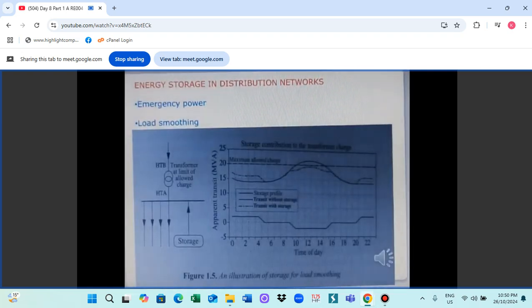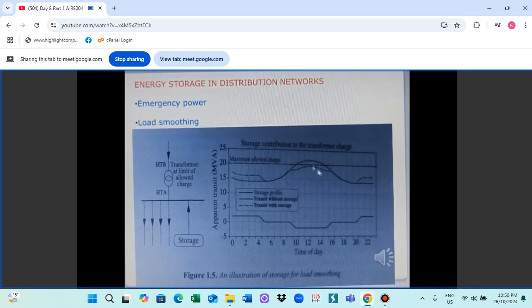So the energy storage in the distribution network is important for disorders like the high tension line system. This is storage, so that at this time of the day we have to put in the allowable energy and the storage energy. So this is for emergency power and load smoothing function, where we have to utilize the energy storage. Now, this is the total system, so the generation system is here.